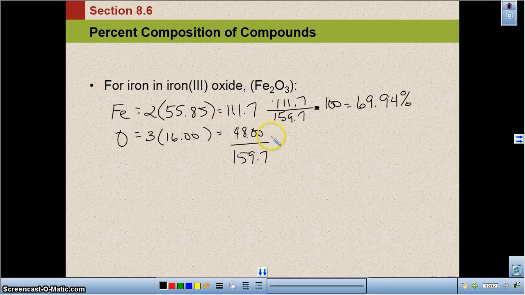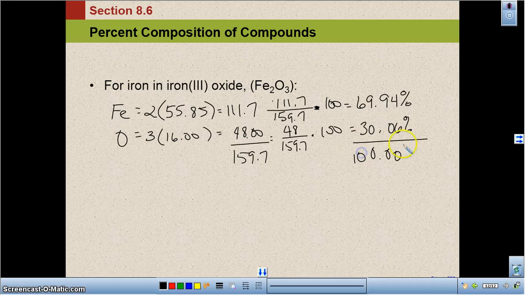Let's go ahead and calculate the oxygen, because I'll show you what I expect every time when you do this, or what you should learn to expect. So we take the mass of the oxygen, which is 48, and we divide it by the total, which is 159.7. Multiply that times 100, and we get 30.06% is oxygen. And you notice when we add this up all together, then we end up with 100%.